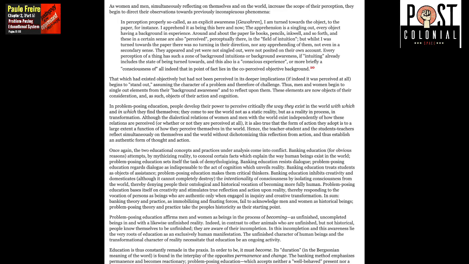In sum, banking theory and practice, as immobilizing and fixating forces, fail to acknowledge men and women as historical beings. Problem-posing theory and practice take the people's historicity as their starting point.